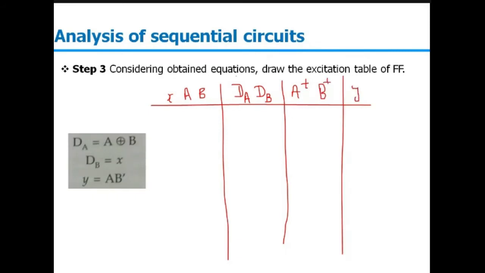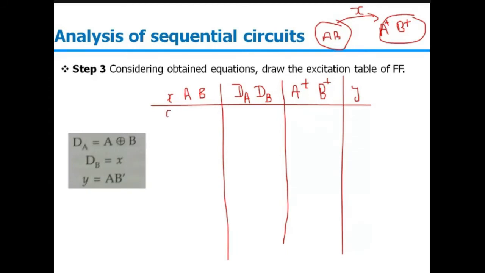Because once we complete this table, you know the present state, you know the input X, and you know the next state. So you will simply say we are in the present state AB, and depending on the input X, we will move to the next state. This is how you will create the state diagram. So that's why we are creating this state table.